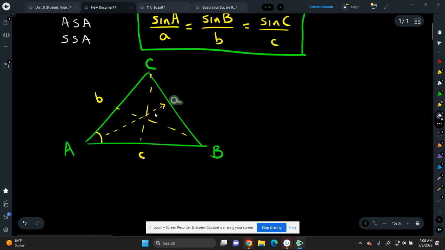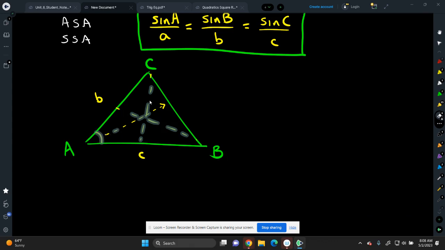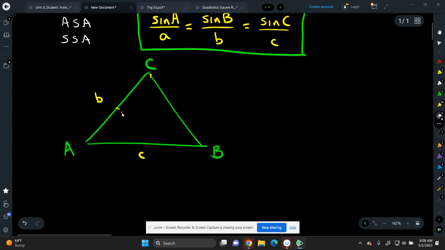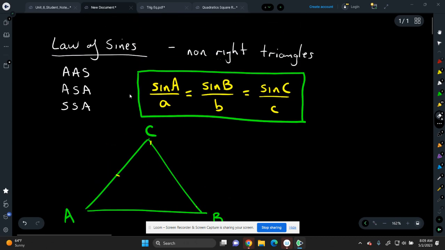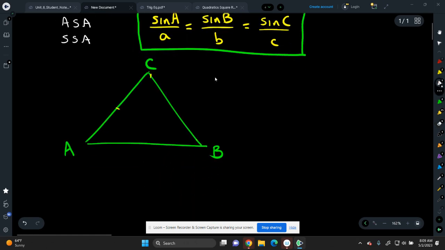Okay, so let's look at an example. And again, I don't memorize everything, okay? I do have the basic law of sine memorized, but I don't memorize which triangles it works with because it's kind of common sense once you learn how to use this formula, okay? So let's look at an example.